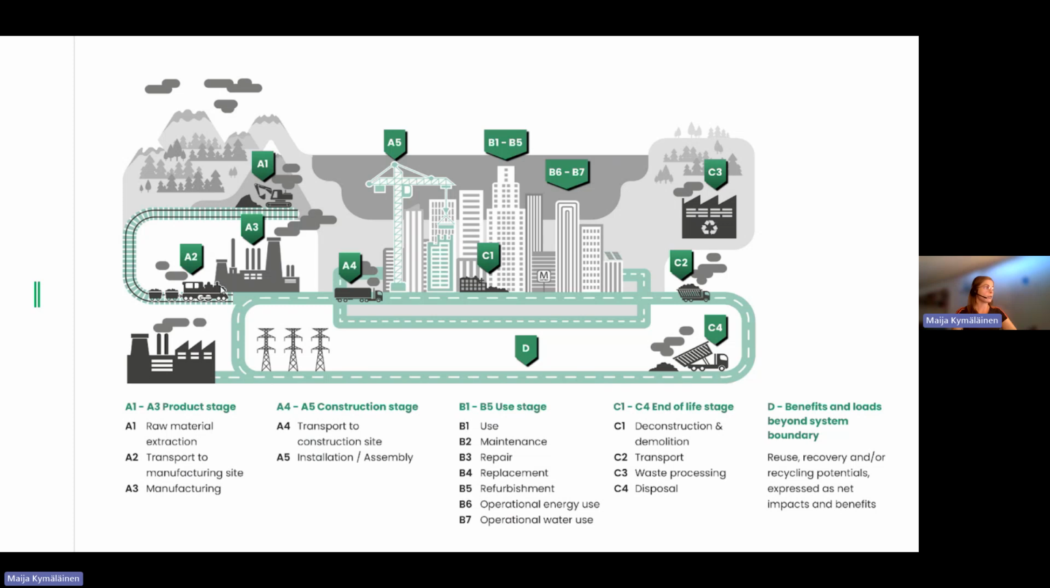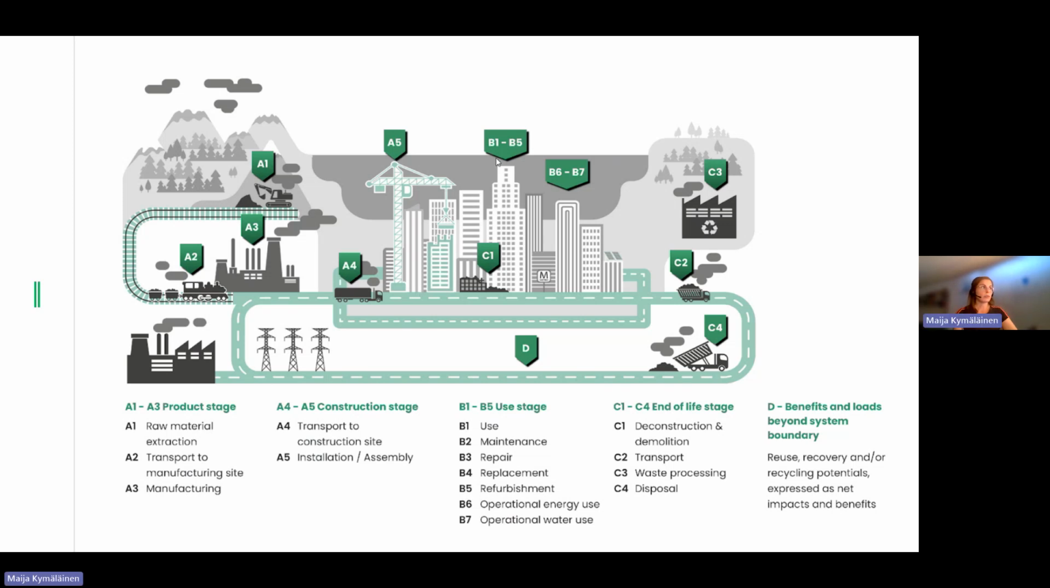So A1 to A3 is called the product stage, and it includes raw material extraction, the transport of that raw material to manufacturing site, and then the actual processing to create a product or the manufacturing. And when we have a ready-made product, we are at the factory gate, and from the gate, we have transport to site. So the A4 module takes us to the construction site, which then has this A5 or the construction site activities. So basically everything that goes into building a building, installation, assembly, and so on.